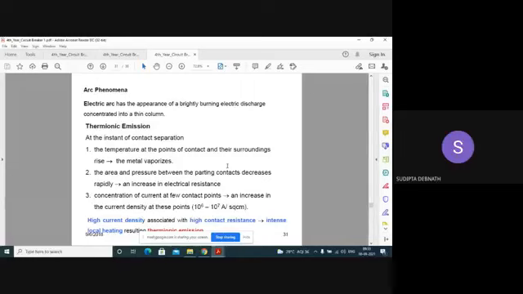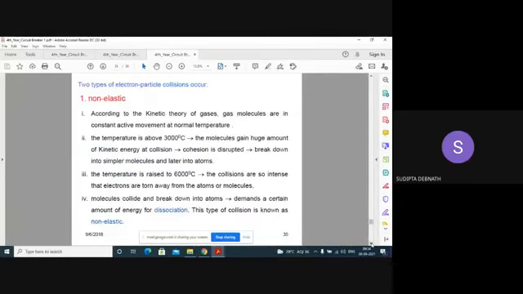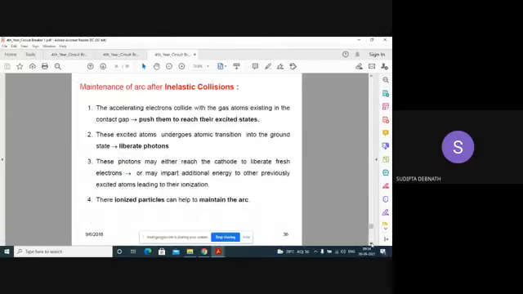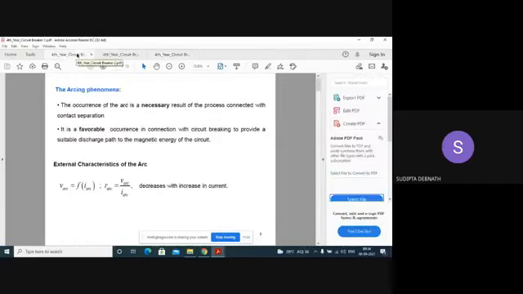So we were discussing circuit breakers. The basic definition of a circuit breaker, why circuit breakers are used, all those things we have studied. And in the latter half we discussed the arc phenomena in a circuit breaker, how the arc is initiated and how the arc is maintained. Okay. And why the arc is created and maintained, by what type of collision? There are mainly two types of collisions, which we discussed in the last class. So we will start with the arc phenomena today.